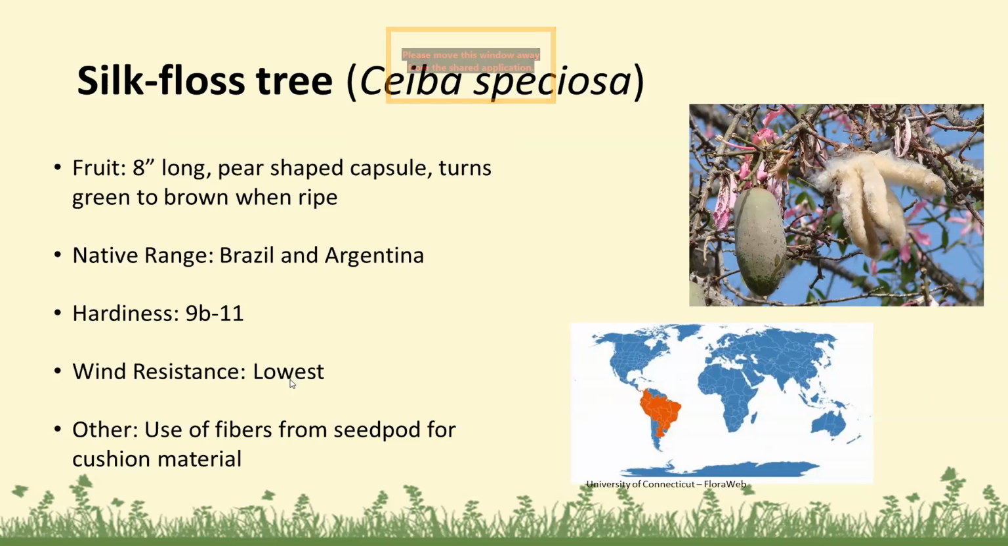So the hardiness is from 9B to 11. We're right on the edge here in Central Florida, and the wind resistance is very low. If you look at where the tree's from originally in South America, it's a region that is not very prone towards cyclone activity. A lot of the time, that's the indicator of whether a tree will do really well with high windy conditions or not.